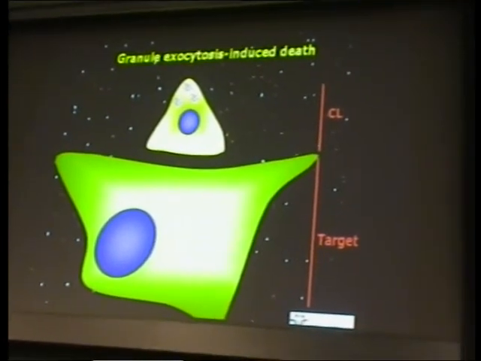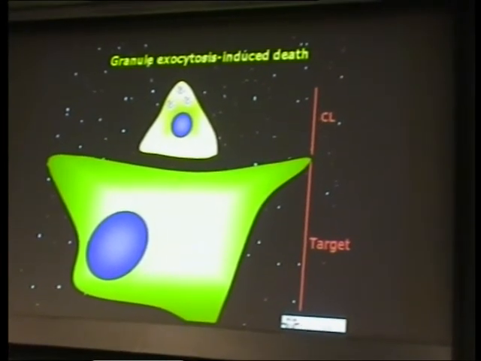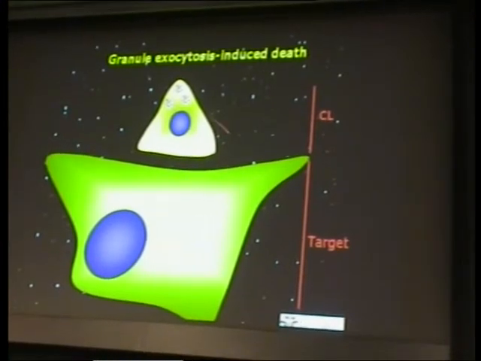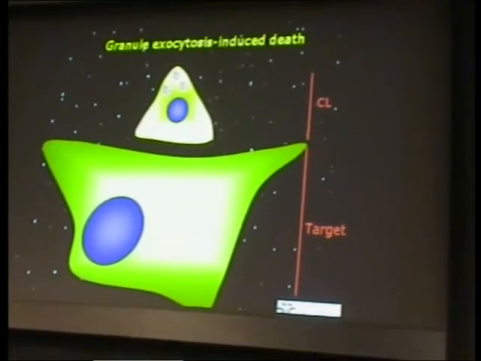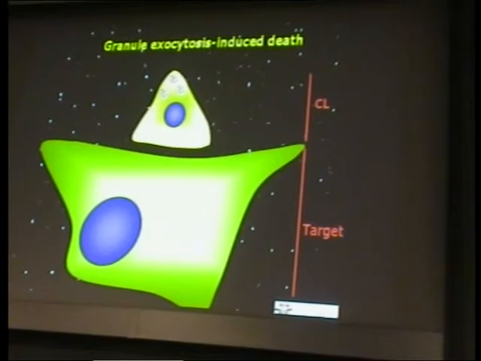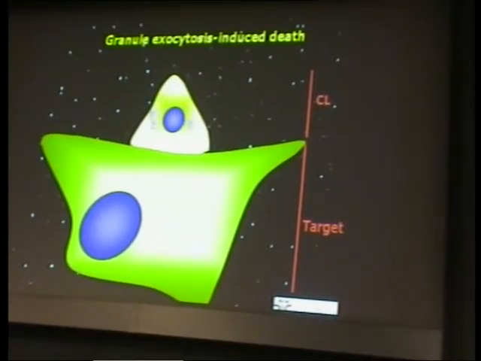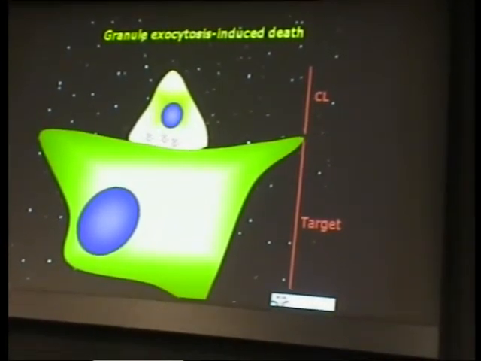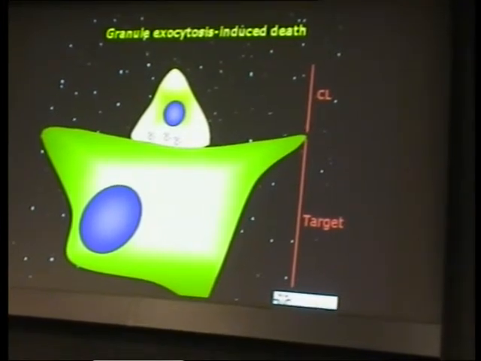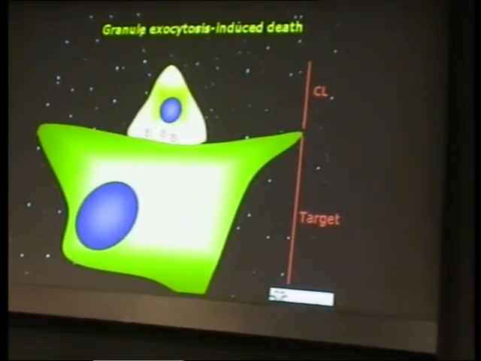One of them is the TRAIL and death receptor mediated mechanism, such as what Henning works on. But the one that we're interested in is this granule exocytosis mediated cell death. What happens is, when the CTL comes in and makes a synapse with its target, essentially the cytotoxic granules move from the back of the cell to the front of the cell.